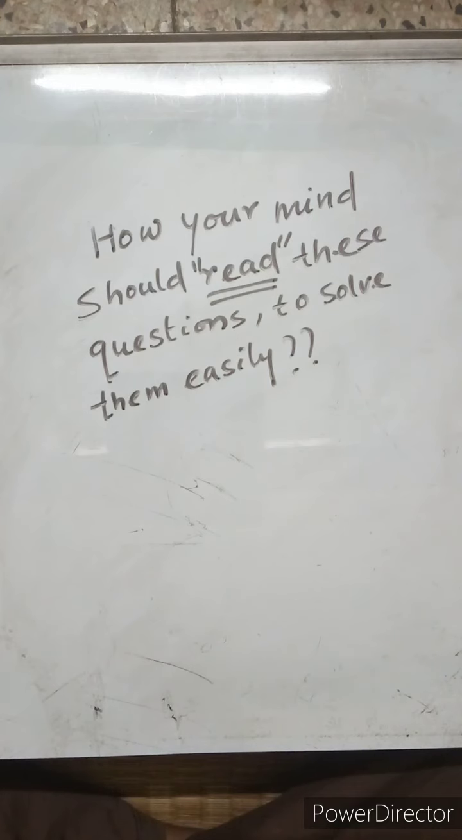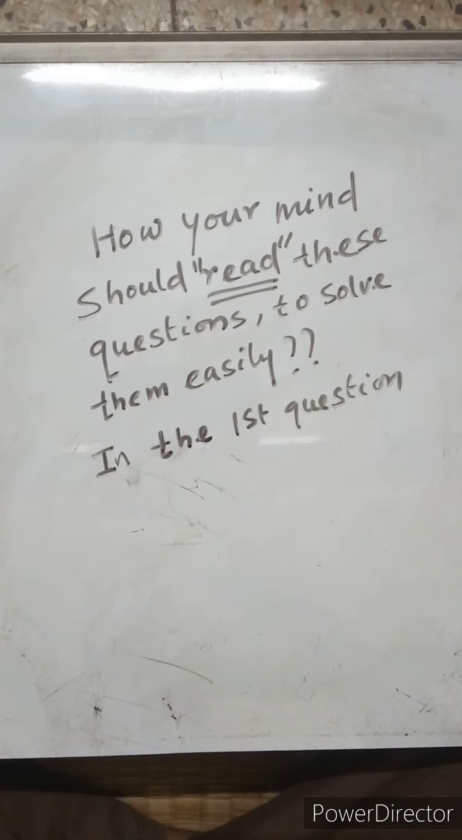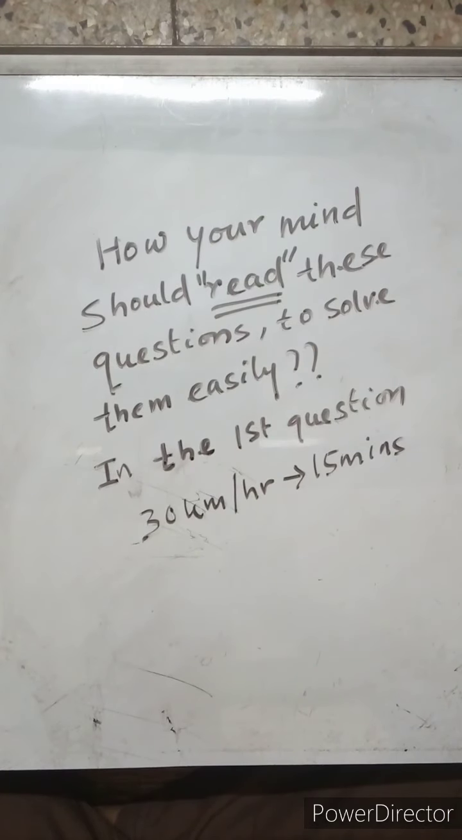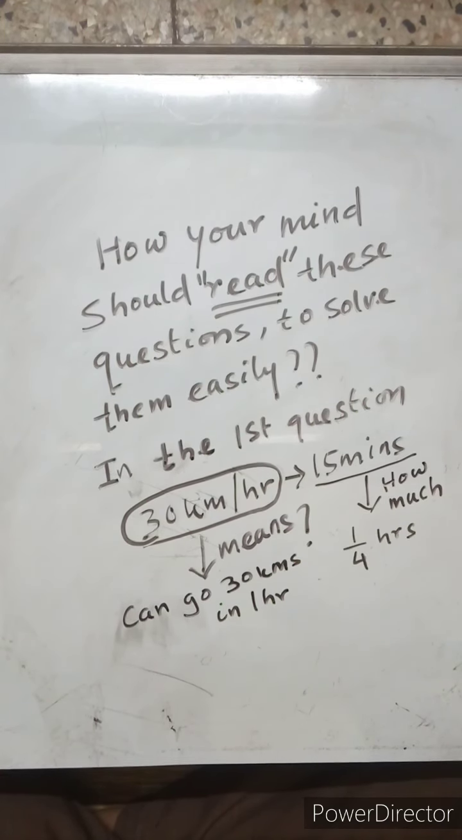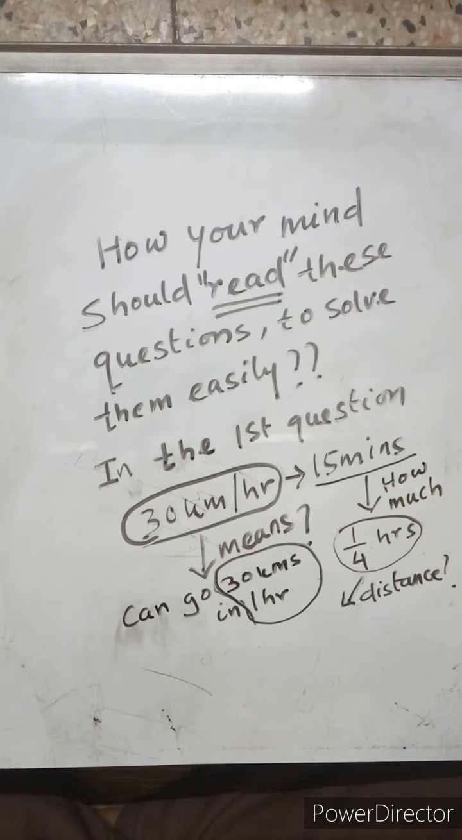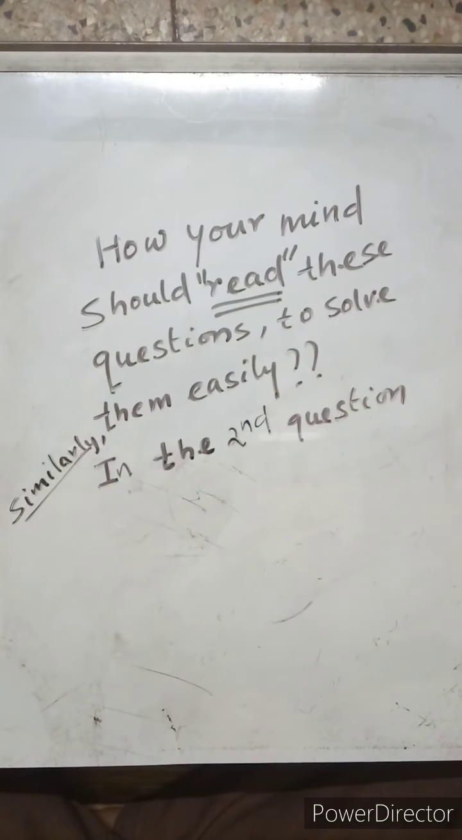Now, how do you read the questions in your mind so that you can solve them easily? Consider the first part of the first question: 30 kilometers per hour for 15 minutes. 30 kilometers per hour means it can go 30 kilometers in 1 hour, and 15 minutes is 1/4 of an hour. So 30 kilometers in 1 hour, what must be the distance in 1/4 of an hour? He will obviously go 1/4 of the distance, which is equal to 30 by 4 kilometers.